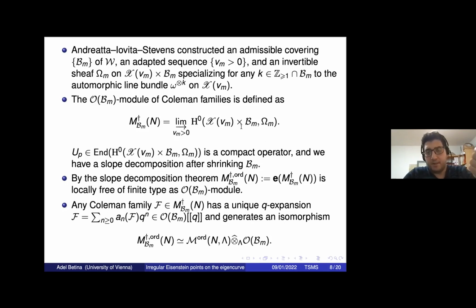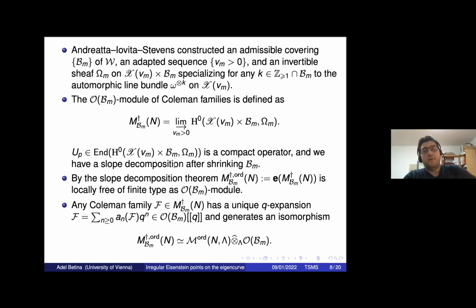And if you take the ordinary part and you take specialization at weight K, 2 or more, you can show that you get an over convergent modular form, but you can extend it to the whole modular curve, and then you get a classical modular form, and this fits with the definition of this module. Because this one is also an abstract Q expansion, specializing to classical modular forms.